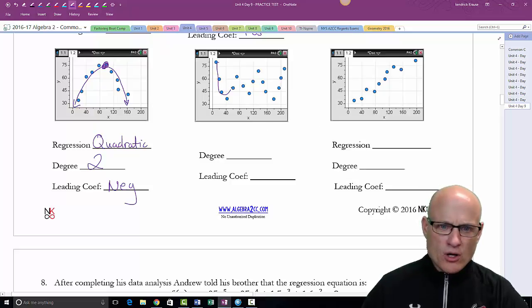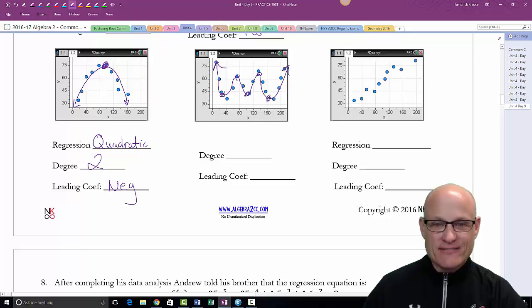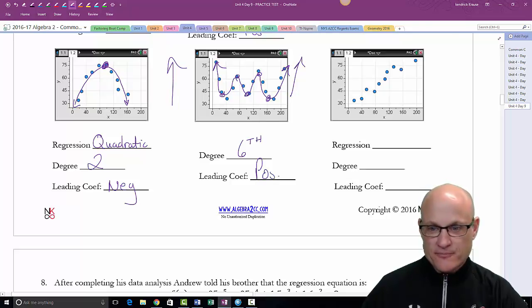All right, 2 more. Let's see. Wow, man, these are fun to write. 1, 2, 3, 4, 5. So this is probably a 6th degree polynomial. And my leading coefficient, because I'm pointing up in both directions, would be positive.